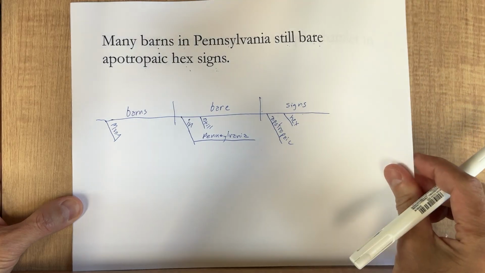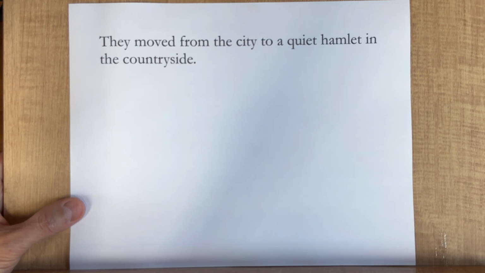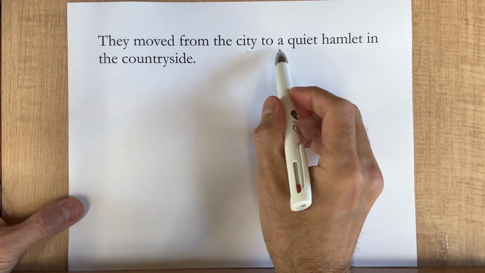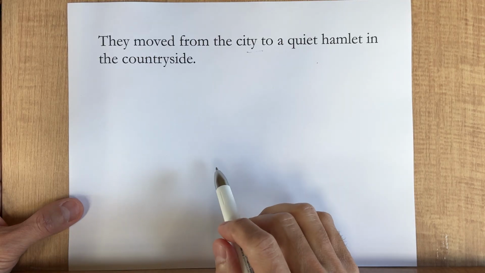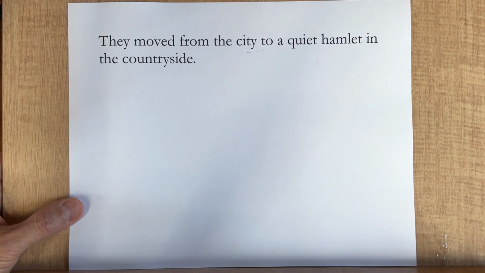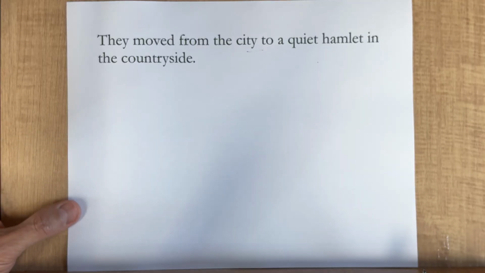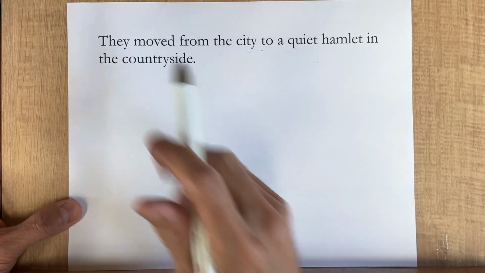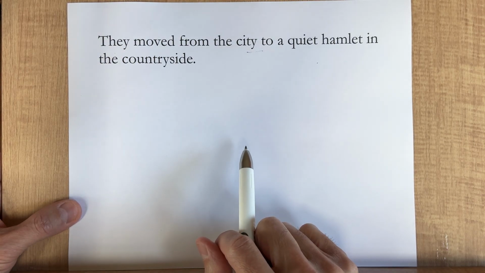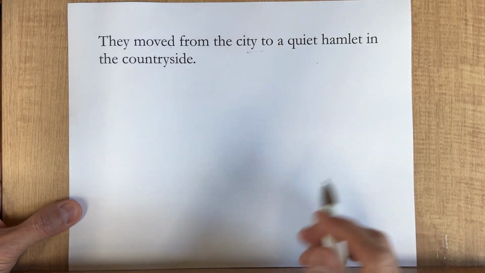All right. And now for the last one, let's take a look and see what we have here. We have they moved from the city to a quiet hamlet in the countryside. Sounds nice, especially if you're an older person. Okay, what is our subject here? I think that's pretty apparent, they. And how about the verb? The verb is pretty close to the beginning of the sentence. They moved, right? Okay, so that's pretty easy.